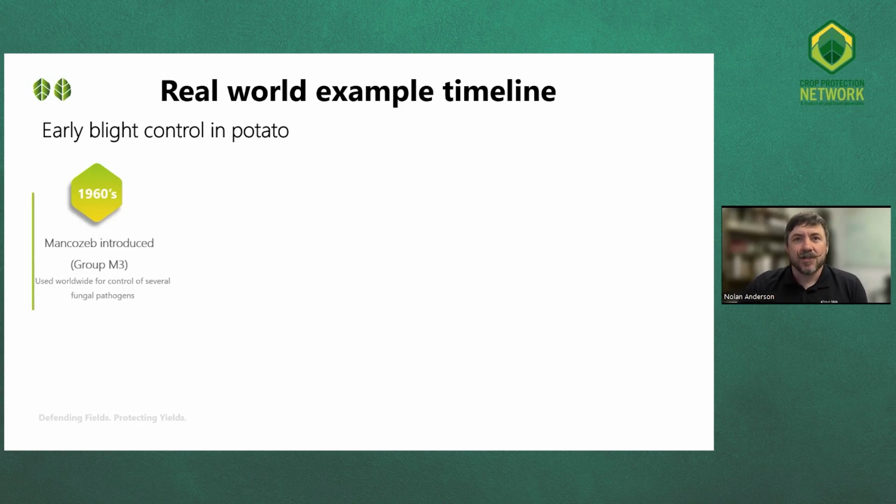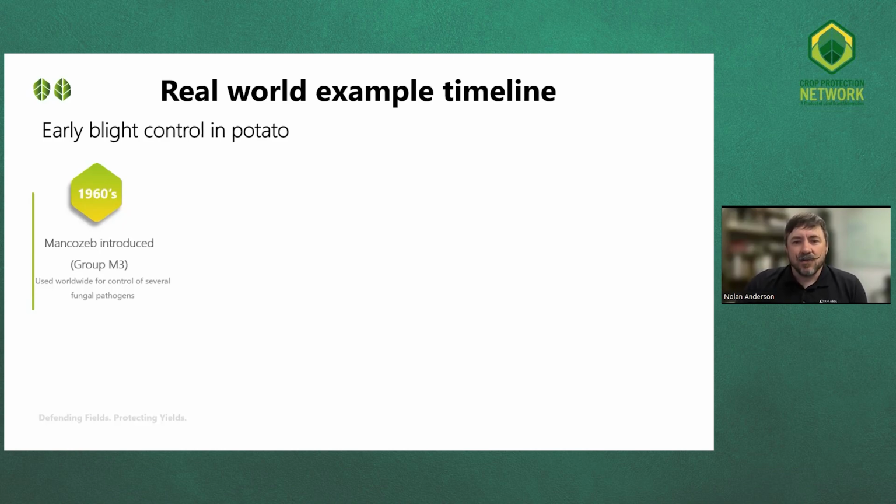Potatoes are a production system, especially for early blight control, which is caused by Alternaria solani, that warrants multiple applications, oftentimes throughout the entire growing season. If we go back in time to the early 1960s, we had the introduction of a fungicide active ingredient called mancozeb. Since then, the Fungicide Resistance Action Committee has classified it as a Group M3, as it is a multi-site inhibitor. And this fungicide is still used today all across the world to control several fungal pathogens.